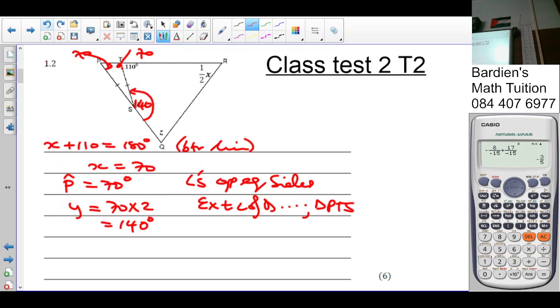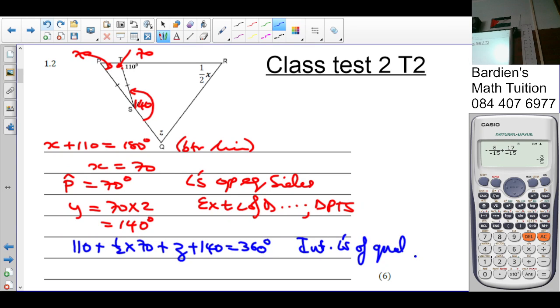Right, you guys ready for z? How are we going to calculate z? The interior angles of a quad add up to 360. Can you see that? So let's go. It's 110 plus a half x. But what is x? 70, plus z, plus 140 equals 360. The reason? Interior angles of a quad.